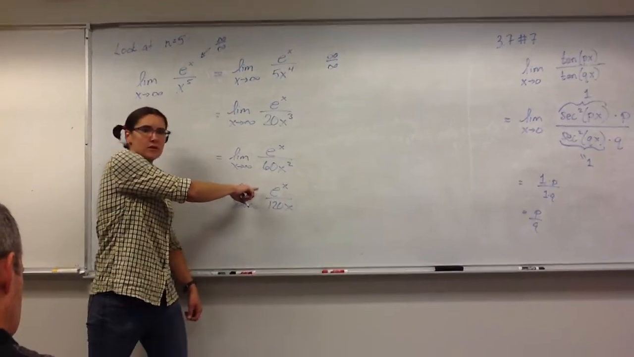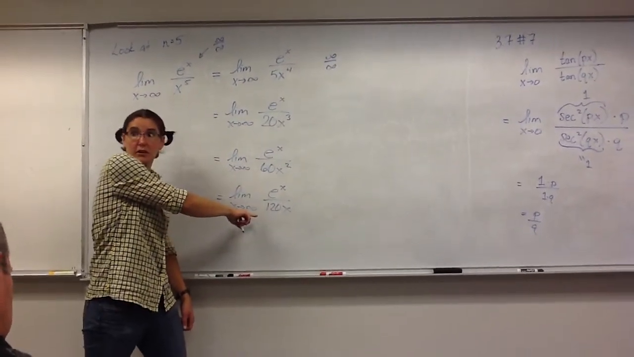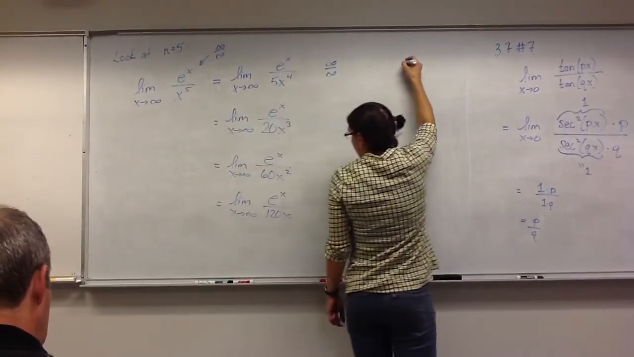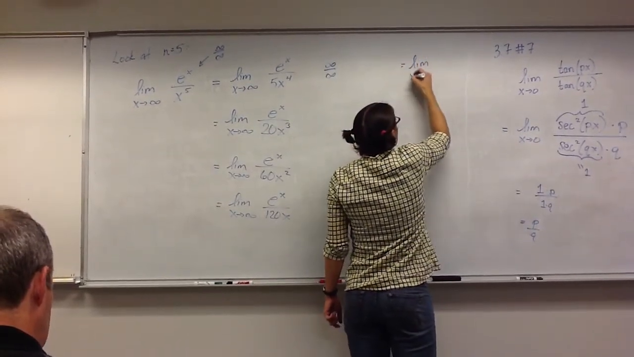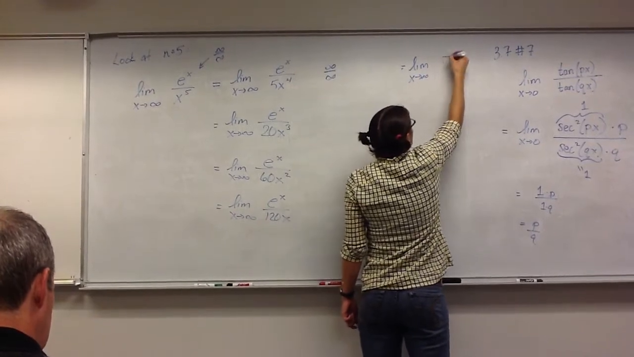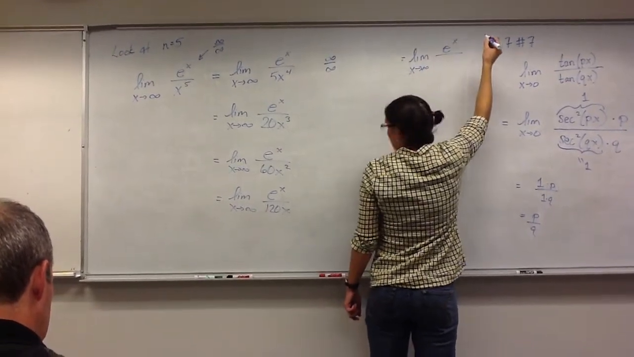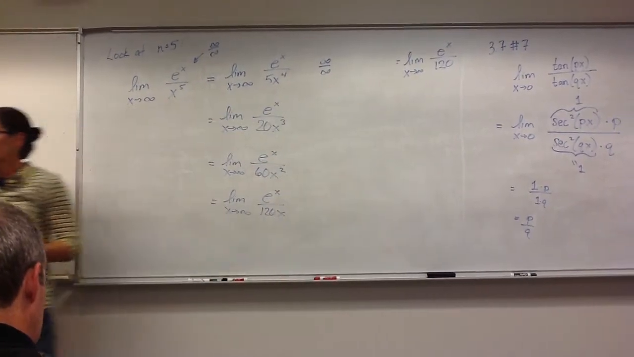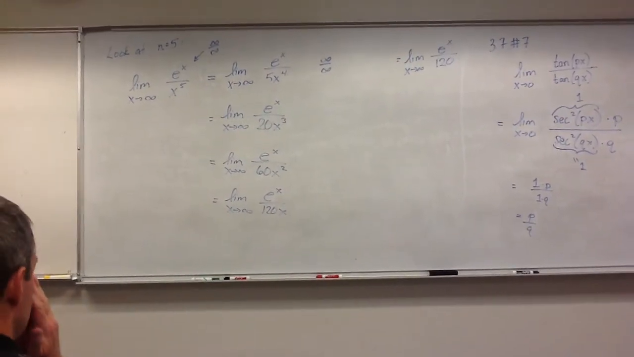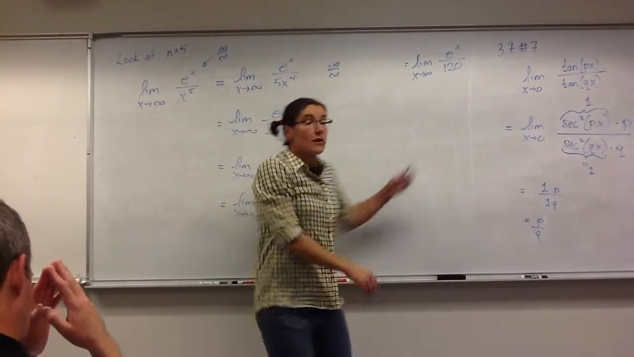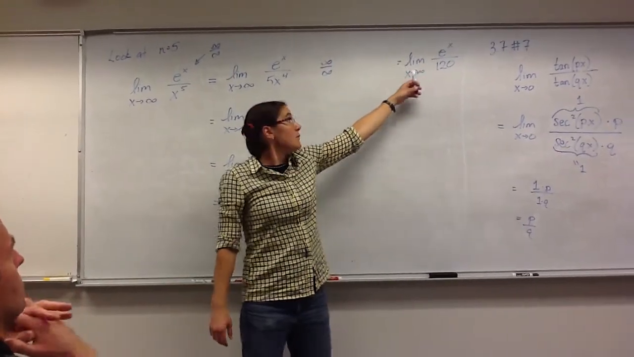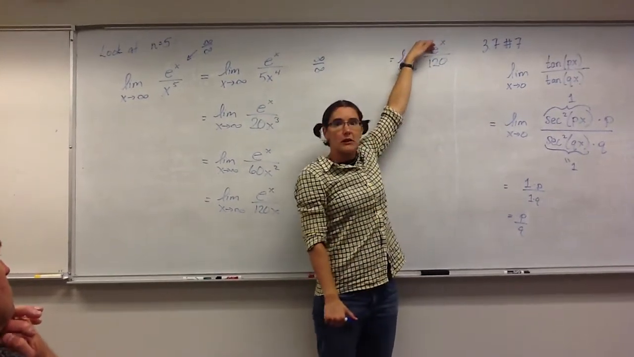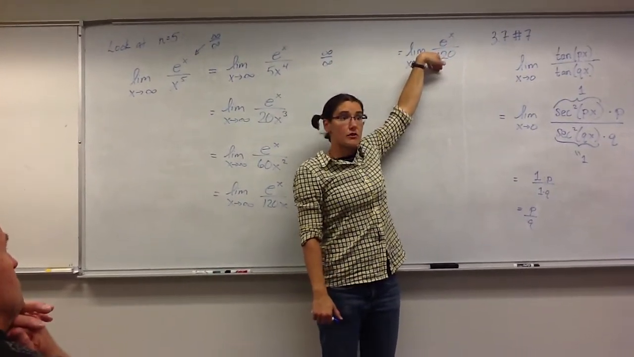Still, our numerator is going to infinity. Our denominator is getting larger, also going off to infinity. So we can apply L'Hopital again and get the limit as x goes to infinity of e to the x over 120. So at this point, we no longer have an indeterminate form. We now have the numerator getting extremely large and the denominator is staying right at 120.